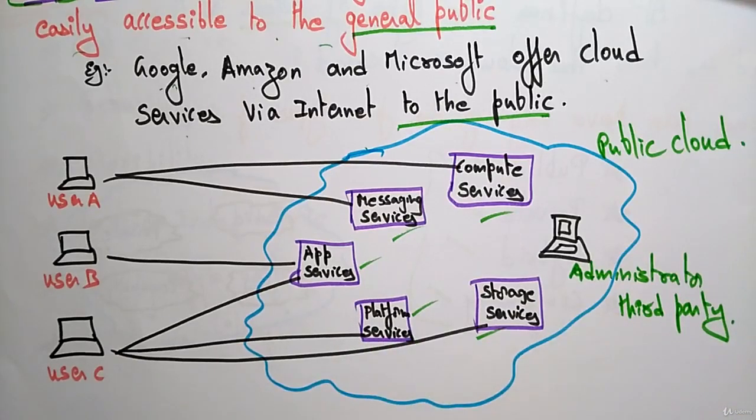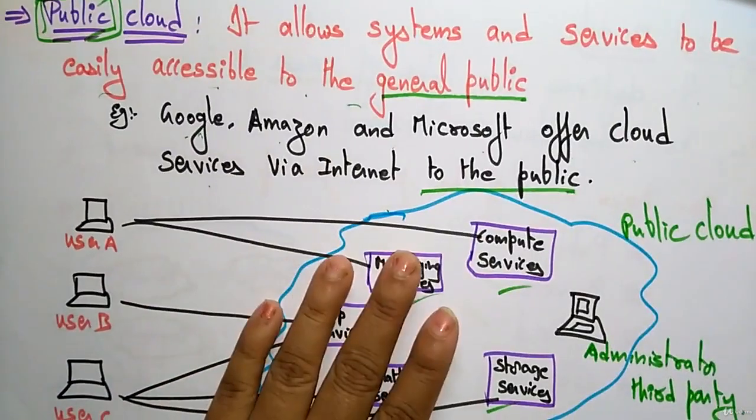And the platform services, different platforms, operating systems, you can download from different applications. Different softwares can easily be downloaded from the cloud without restrictions. And application services, messaging services, compute services, everything will be provided publicly. Any user can access. So this is a public cloud.